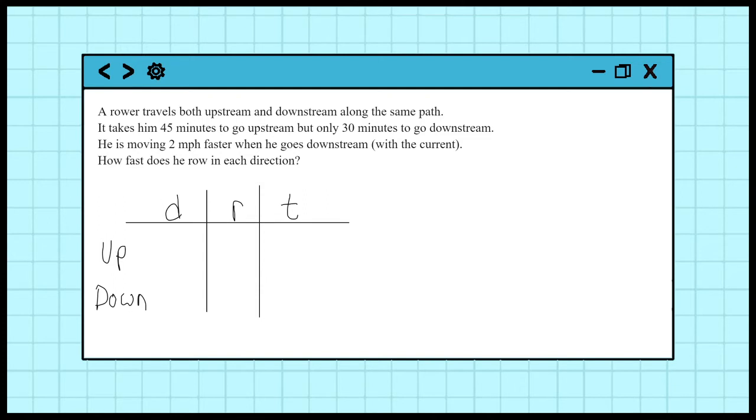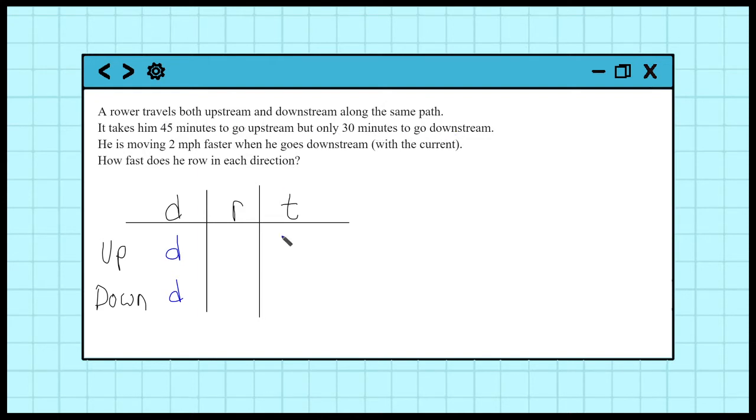because the current is working with you instead of against you. So in this particular case, we have a rower who's traveling both upstream and downstream along the same path. So we would say the same distance. So I'm just going to go ahead and call that distance D. And it takes him 45 minutes to go upstream, but only 30 minutes to go downstream.